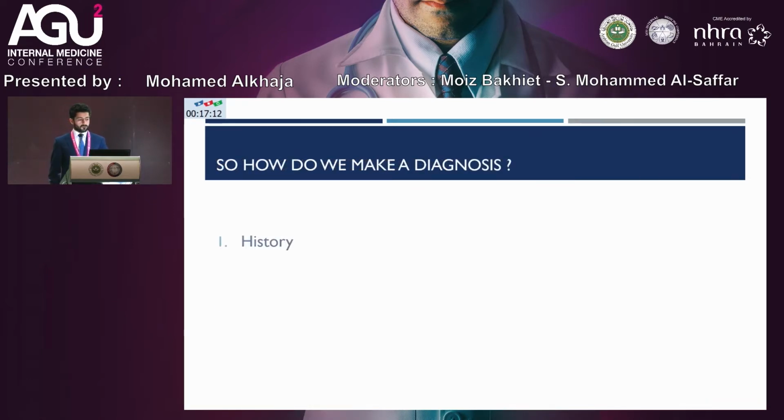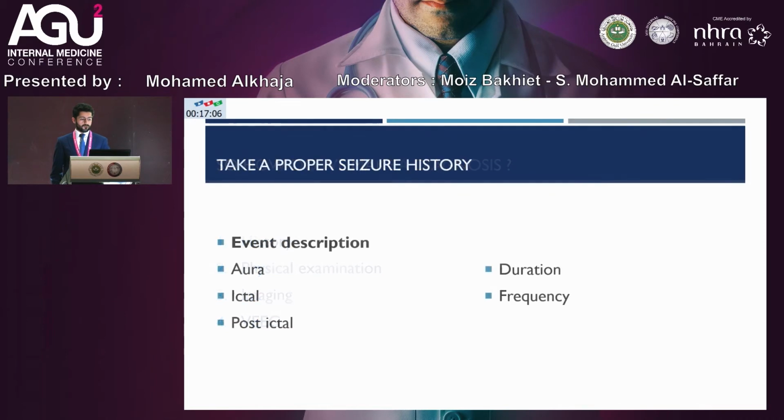So, how do we make a diagnosis? History, physical exam, imaging, and video EEG. You take a proper seizure history. And the way you take a seizure history is a little bit different. You always need to know what happened before the seizure, meaning the aura, what happened during the seizure, and then what happened after the seizure, the postictal phase. You need to know how long was the seizure and how frequent is it.